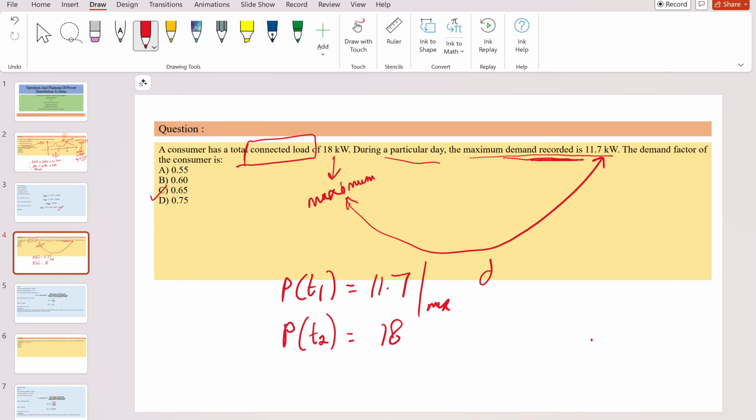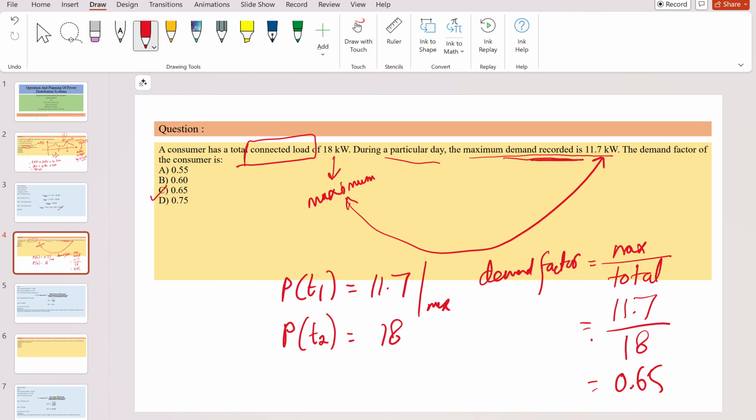It was asking what the demand factor is. Demand factor is basically the maximum demand consumed divided by the total connected load. This is the basic formula: what is the maximum being consumed in a particular time frame, and what is the total connected load. So the demand factor tells how the demand relates to the connected system. The maximum was 11.7 and the connected load was 18, so 11.7 divided by 18 comes out to be 0.65.